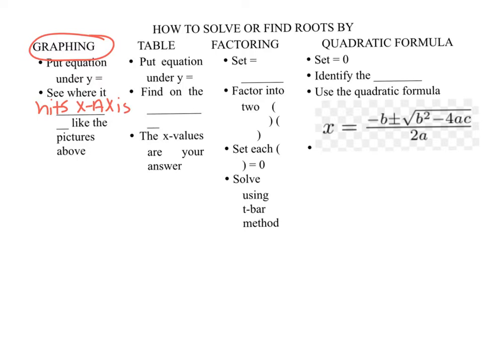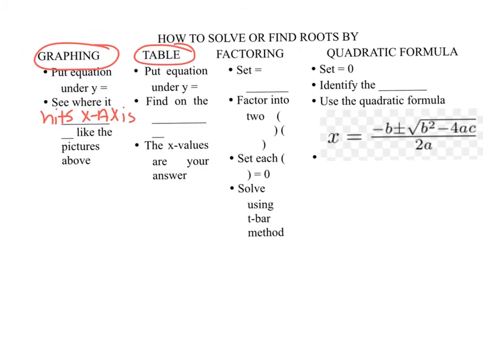All right, then there's also the table. If I've got it in the graphing calculator, we can take a look at the table. Under the table, you're going to find where the value of y is 0. So look for the zeros on the y1 going down that table. Okay, the x values are your roots.